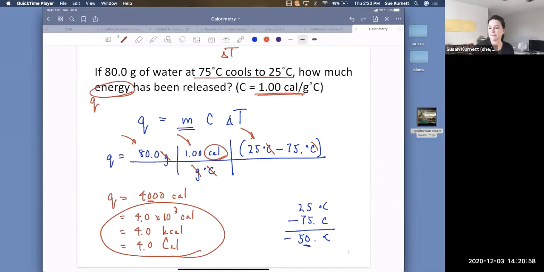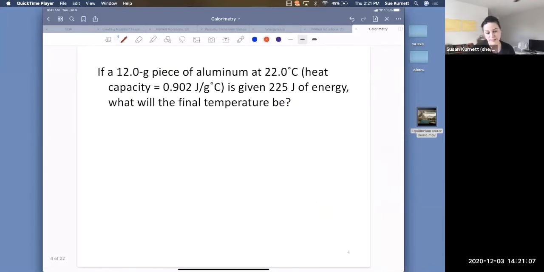Questions? Alrighty, the next one, similar problem, but here we're solving, and the math's a little harder. What will the final temperature be? Just remember that delta T is final minus initial, and we're solving for T final.